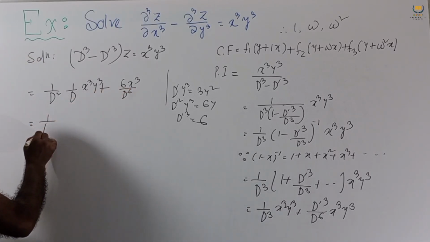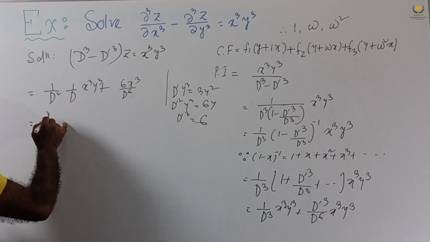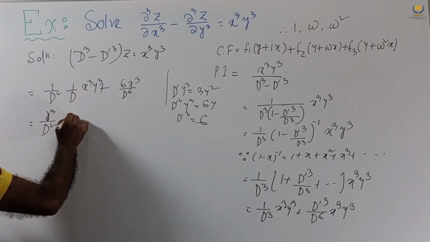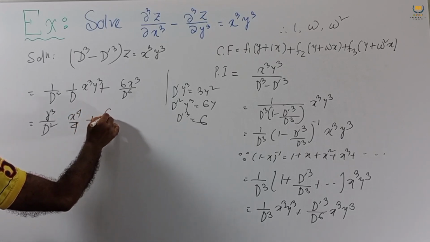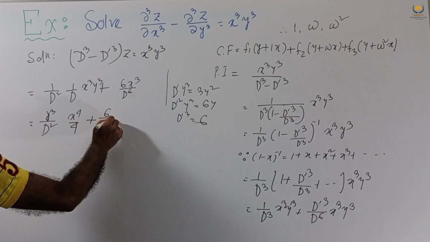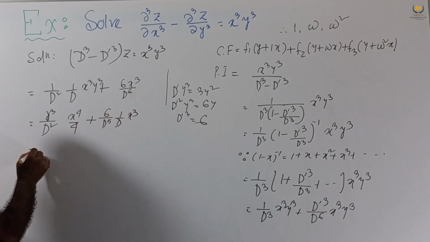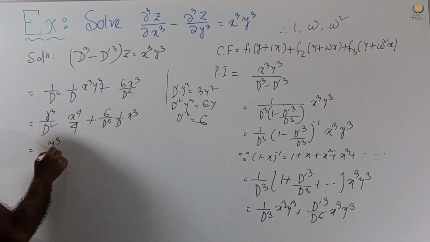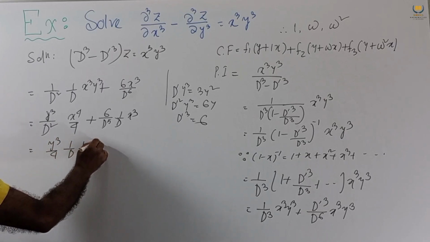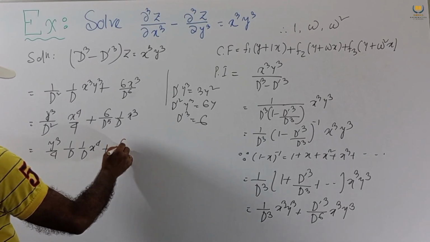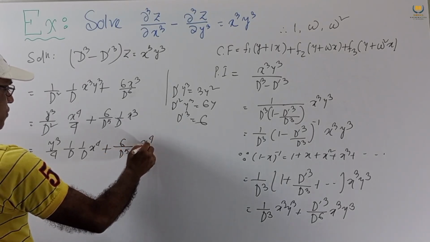And this is 1 by D square. Y cube is constant, so we can take y cube out first. This is x to the power 4 by 4, and 6 by D to the power 5, 1 by D, x cube we get. This is y cube by 4, 1 by D, 1 by D, x to the power 4, and 6 by D to the power 5.